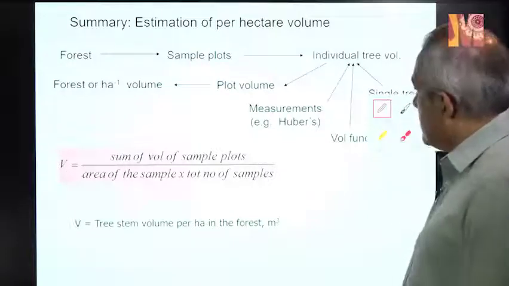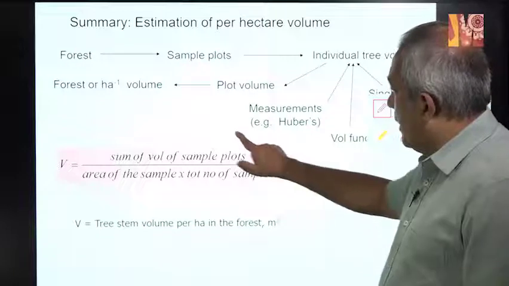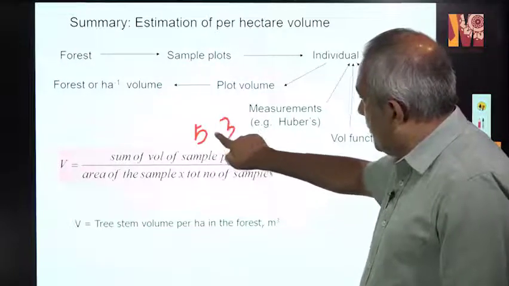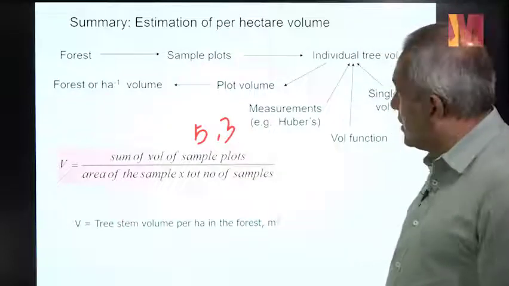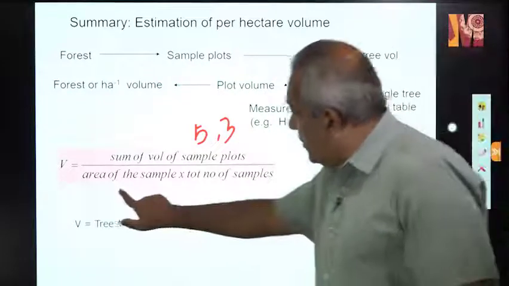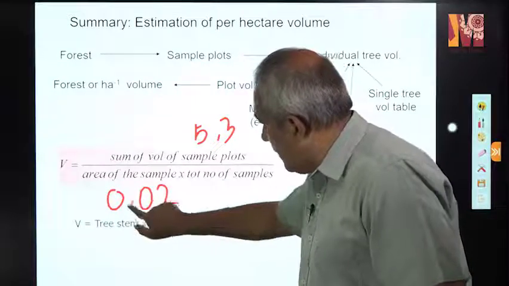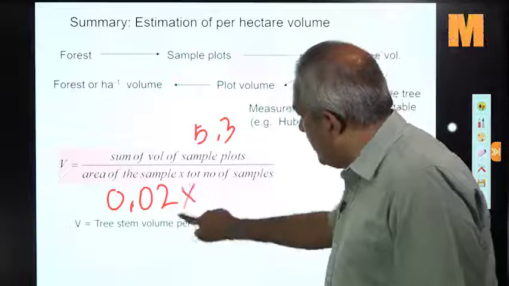All the samples, if you had 5.3 cubic meters of volume, and your sample plot size is 0.02 hectare, it should be multiplied by the total.